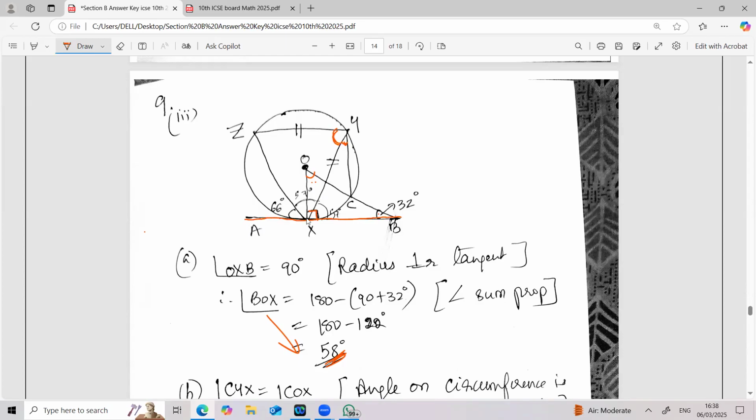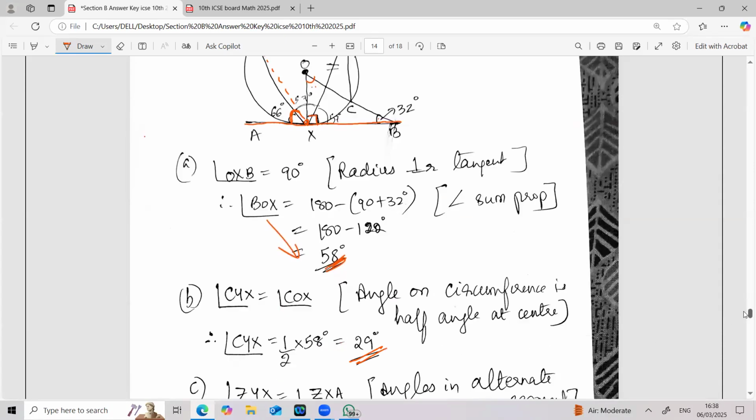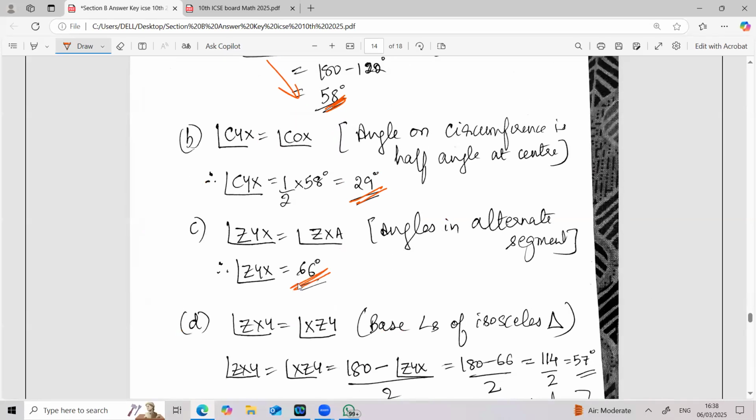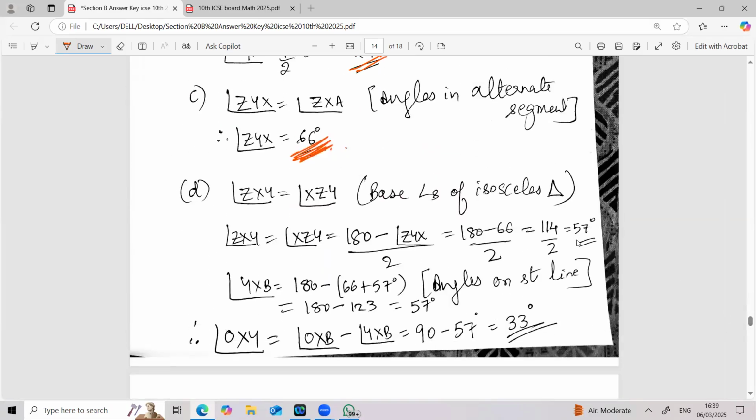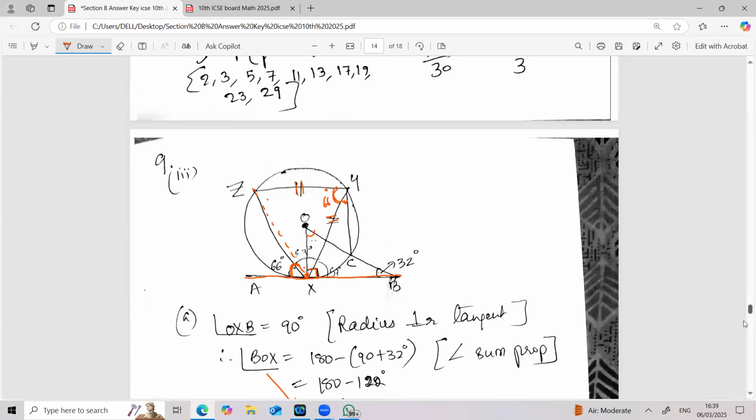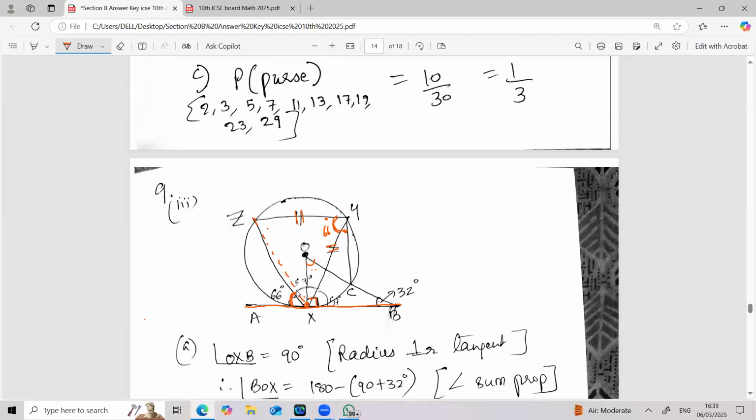AXB, it's a tangent at X, right? So angle between chord and tangent is equal to angle in the alternate segment, isn't it? So that is 66 degree. After that, we have used that an isosceles triangle is there, right? So both these base angles will be equal. So I'm getting base angles as 57 each. 57 over here, 57 over here.